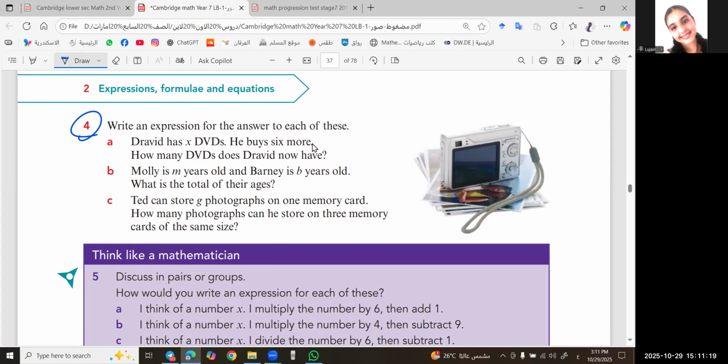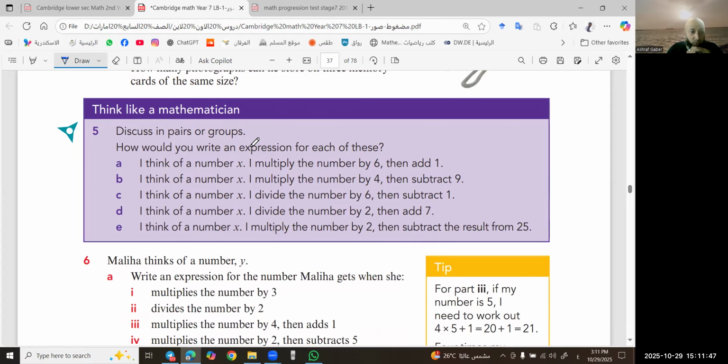Molly is N years old and Barney is B years old. What is the total of their ages? M plus B. Yes, correct. Ted can store G photographs on one memory card. How many photographs can he store on 3 memory cards of the same size? Have to do 3G. Yes, 3G, which is 3 multiplied by G. Yes, correct. Exercise number 5.